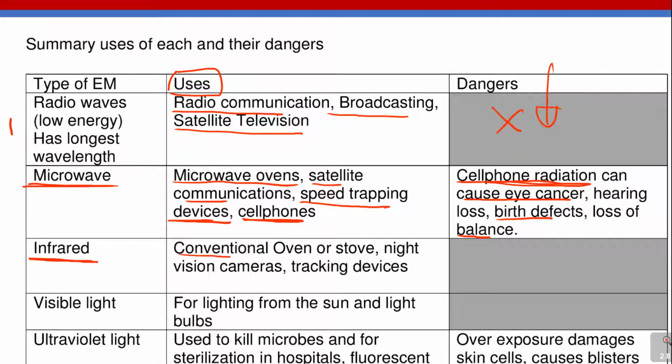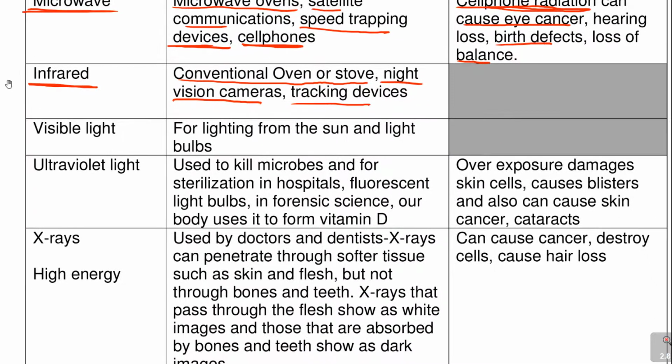For the conventional ovens, the redness in the stove. And the night vision cameras, they use infrared. And for tracking devices. What about the dangers? Of course, in general, you can get burned. You know, a stove can burn you. Visible light.